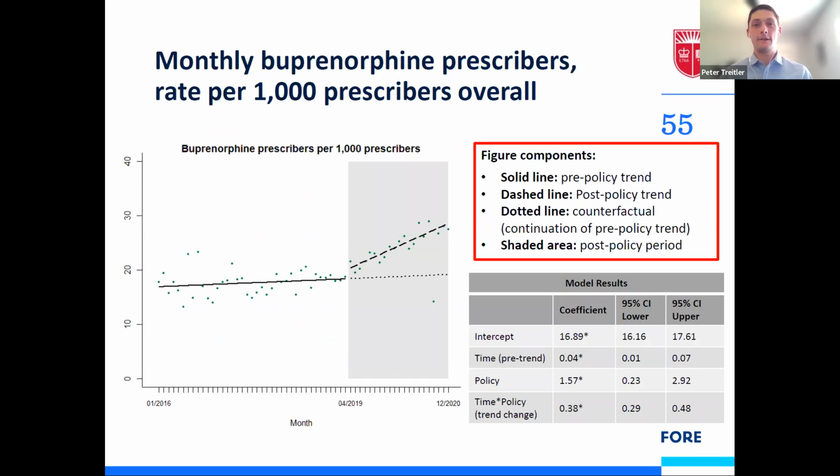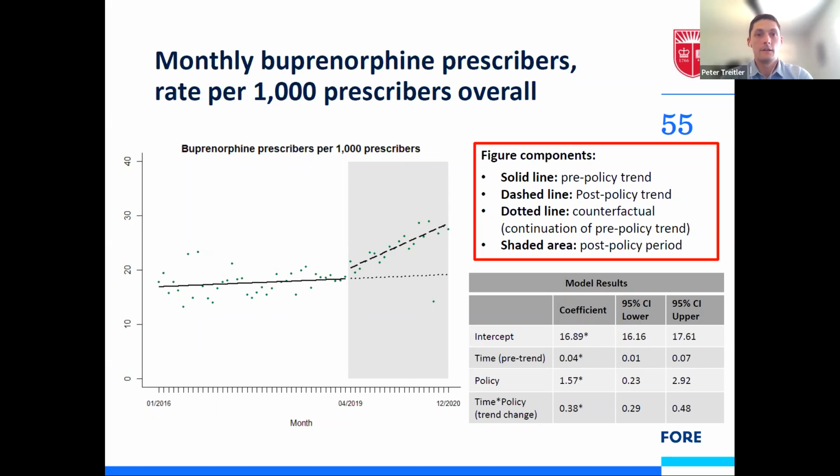So yeah, starting with the provider level findings, it's a busy slide, but there's some information there in case you want to look at these after the presentation. But essentially, if you focus on the figure to the left, the solid line shows the trend before the policies were implemented, and then the gray shaded area is the post-policy period, with the dotted line showing the pre-policy trend if that were to continue. And then the dashed line is the actual observed post-policy trend. And the green dots are the actual observed values. So for this chart, it's showing the number of buprenorphine prescribers.